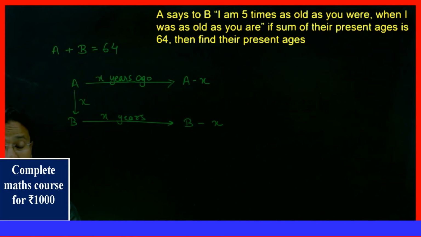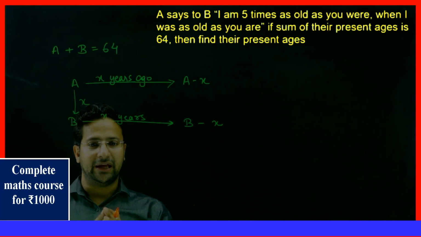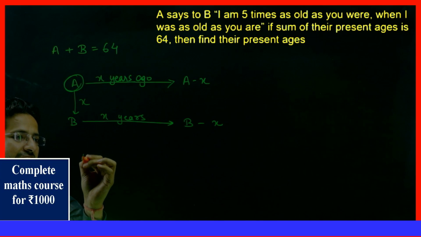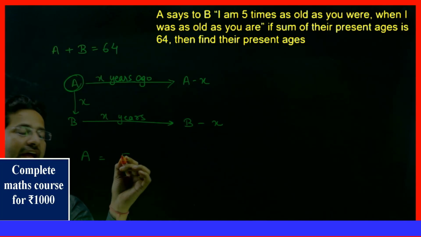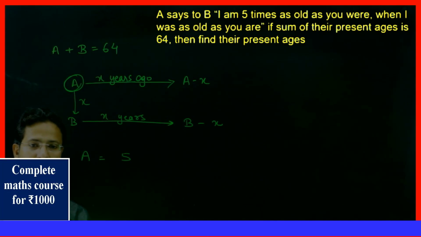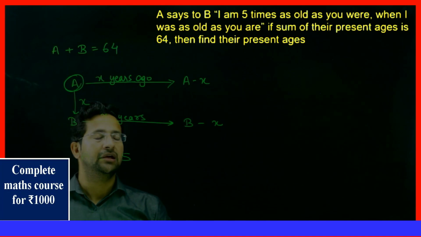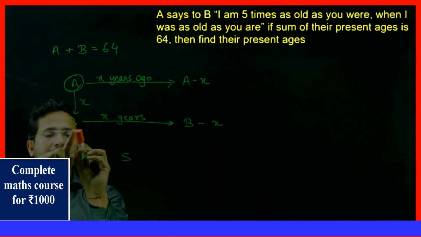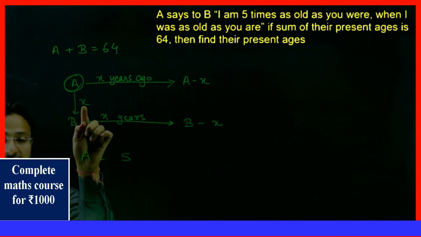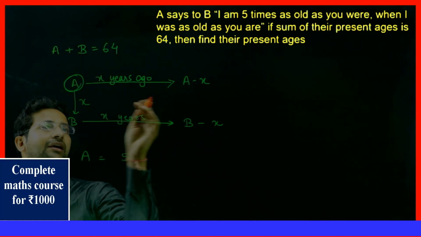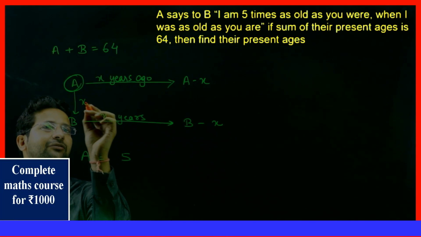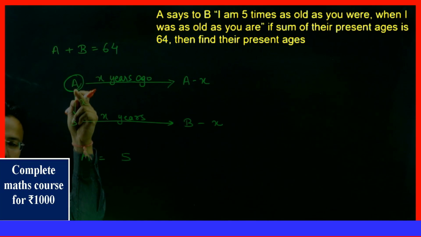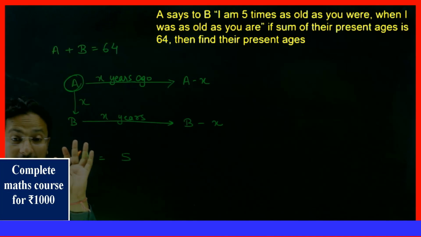Now we need to think carefully. I need to make an equation. A says my present age is 5 times your age when I was as old as you are. Look, think about it. X years ago, A was as old as B is now. B is younger than A by X years. So I can say both these things mean the same, like A minus X is exactly similar to B. This and this are the same thing. Just visualize this, my dear students.